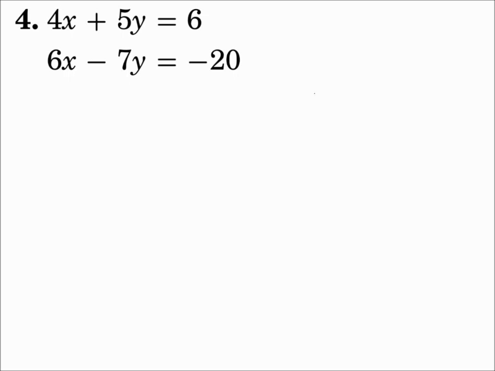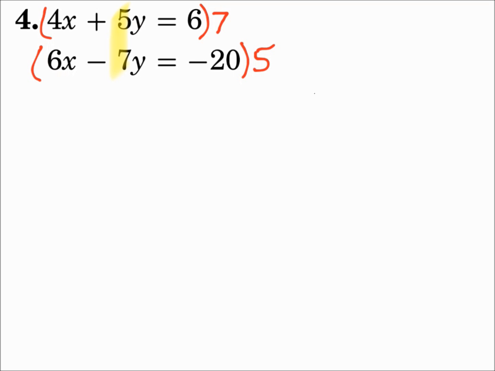Number 4. 4x plus 5y equals 6, and 6x minus 7y equals negative 20. The variables don't have matching coefficients, so pick one and we'll eliminate with multiplication. Let's eliminate the y's. The second equation's y coefficient is 7, so let's multiply the top equation by 7. The top equation has a y coefficient of 5, so we'll multiply the bottom equation by 5.